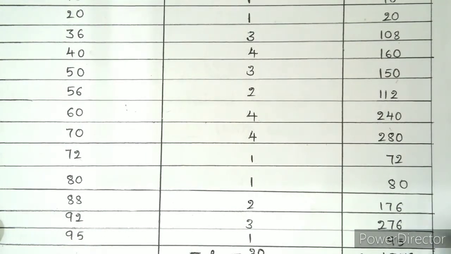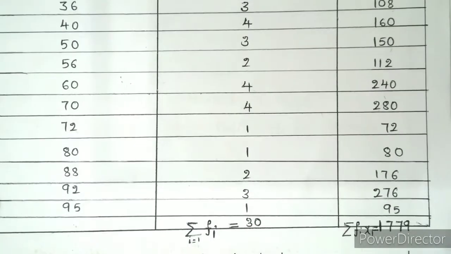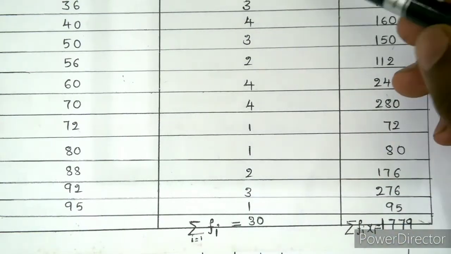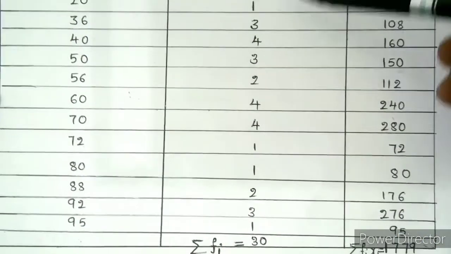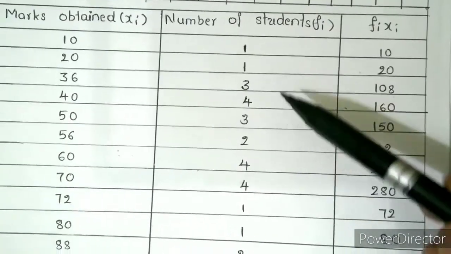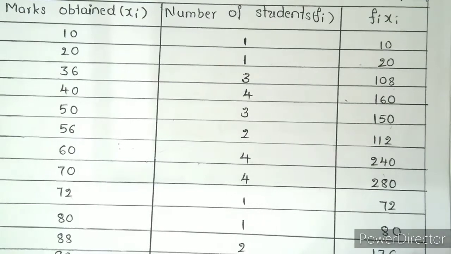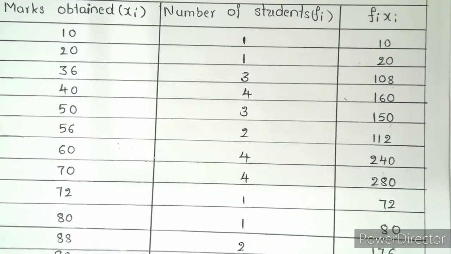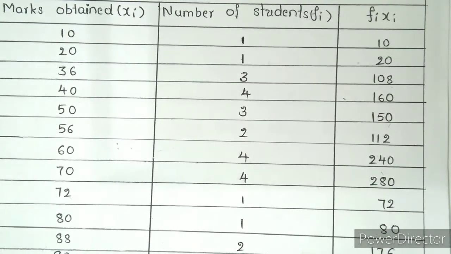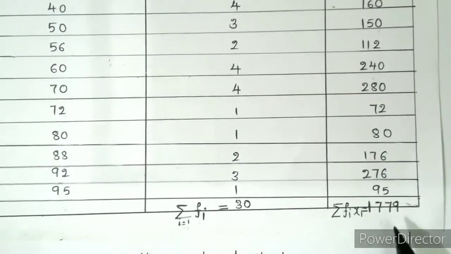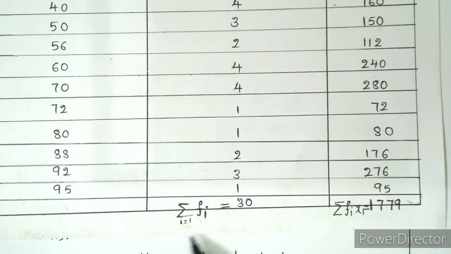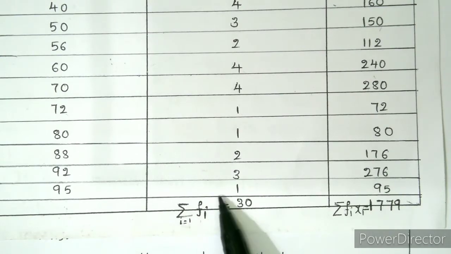When you add, you get 1779. So add all the frequencies, that means the total number of students. When you add all the frequencies you get the total number of students, so that is 30. So summation fi equal to 30, and summation fi xi is 1779. So this is the summation of fi xi, and this is the summation of fi, that means the total number of students.